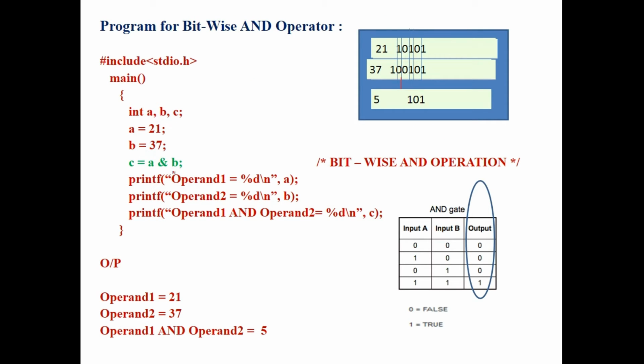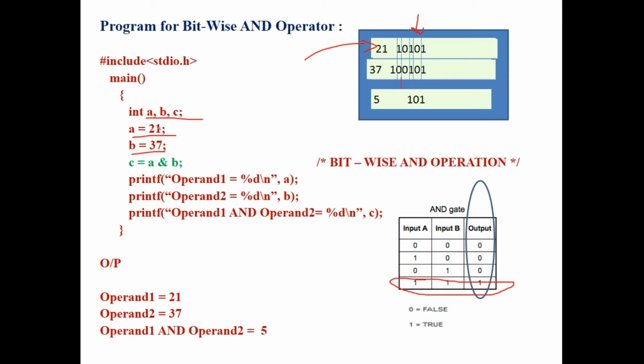Now bitwise AND will perform binary AND on its binary data. As discussed earlier, the result of an AND gate is 1 when all the inputs are 1. So when you are performing any bitwise binary operation, you convert your values into binary and then you perform the operation. Here we will take one example, where we are declaring A, B, C as 3 variables, value of A as 21, B is 37.